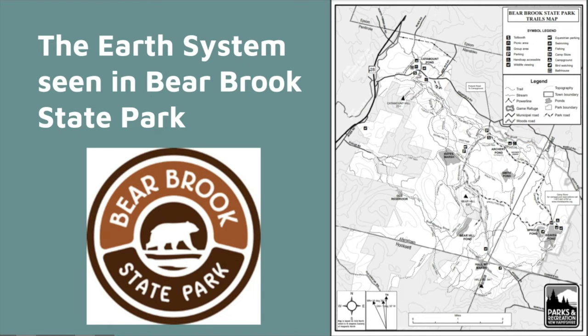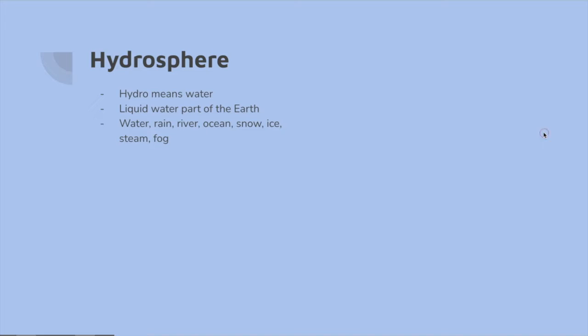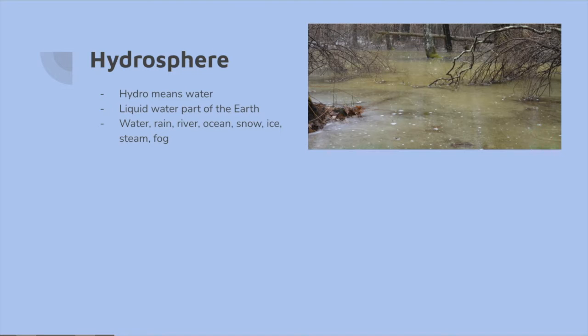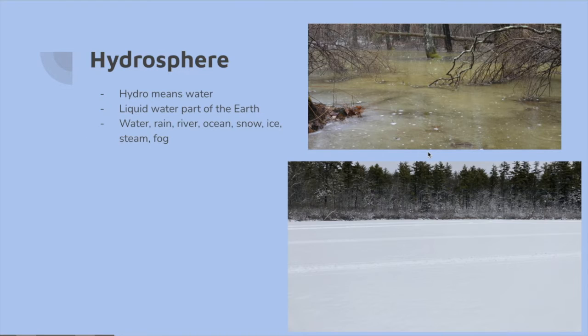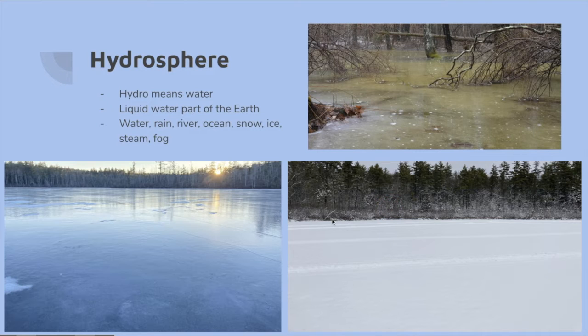So today we are going to be talking about the 4 different spheres using examples found here in Bear Brook State Park. So the first that we're going to talk about is the hydrosphere, and hydro means water. So this is all of the liquid parts of the earth. This includes water and rain and rivers and oceans and snow and ice and every other type of water that you can think of, including the water that you drink and comes out of your faucet.